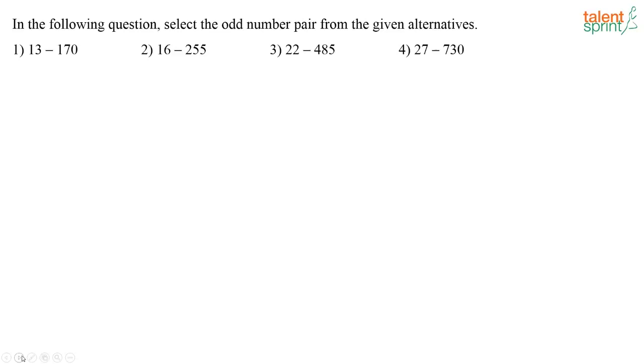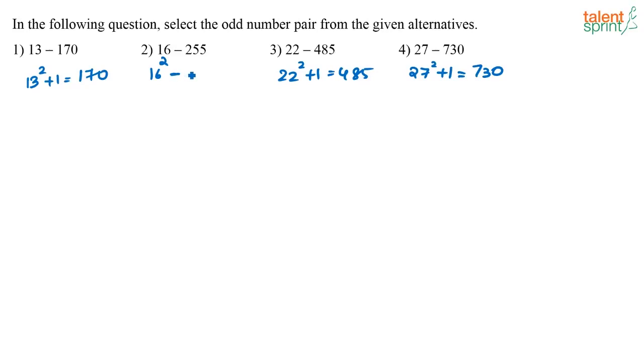Next, in the following question, select the odd number pair from the given alternatives. This was a fairly easy one. What's the answer here? 13 squared plus 1 is equal to 170. Similarly, 22 squared plus 1 is equal to 485. 27 squared plus 1 is equal to 730. So here, see what have they done? They have done 16 squared minus 1. Correct? So this is the odd one out for sure.